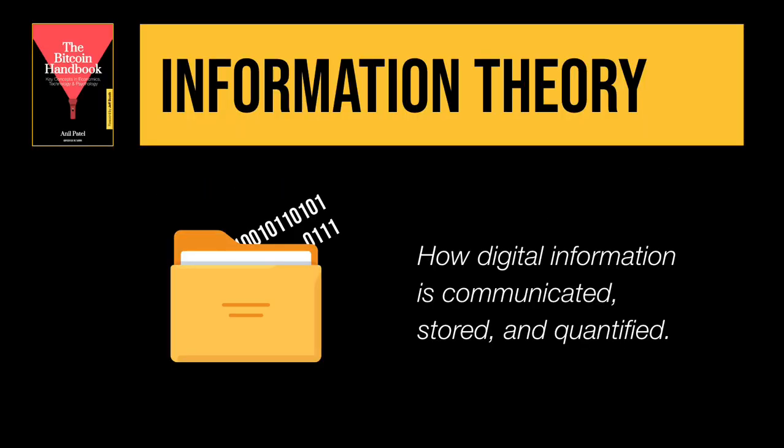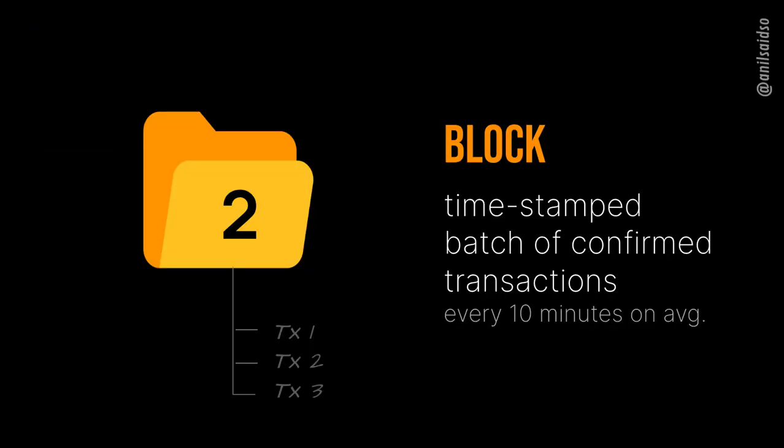Earlier in the course, we touched on something called information theory. Now, this is the study of how digital information is stored, verified, recalled, transmitted, which is essential in Bitcoin. And the key piece of that are blocks. Now, blocks, I like to think of them as these data containers that are time-stamped and basically contain the transactions that occurred within a very specific window, on average every 10 minutes of Bitcoin's history.